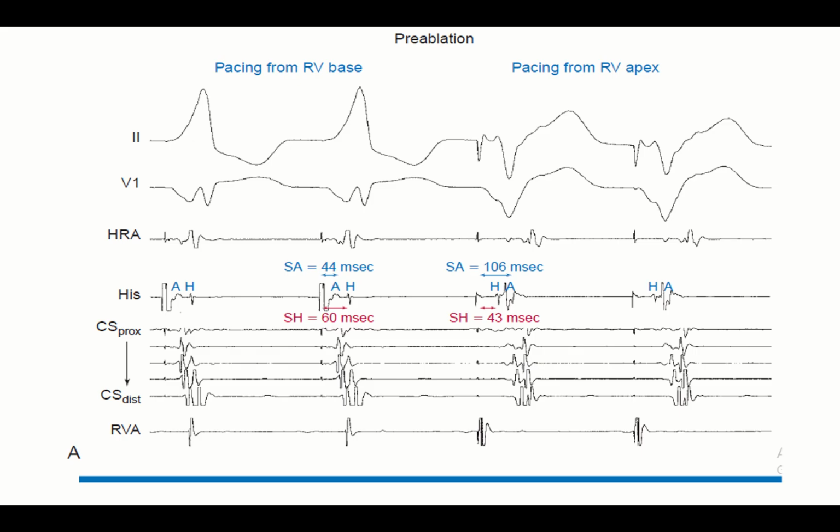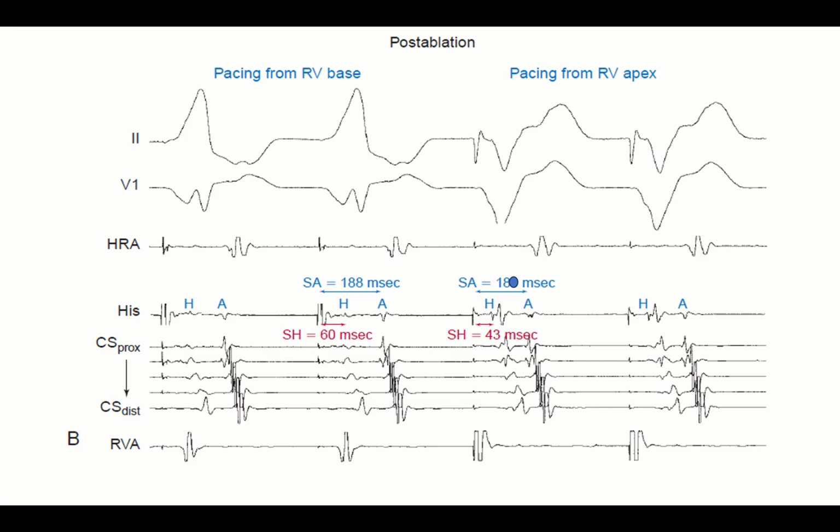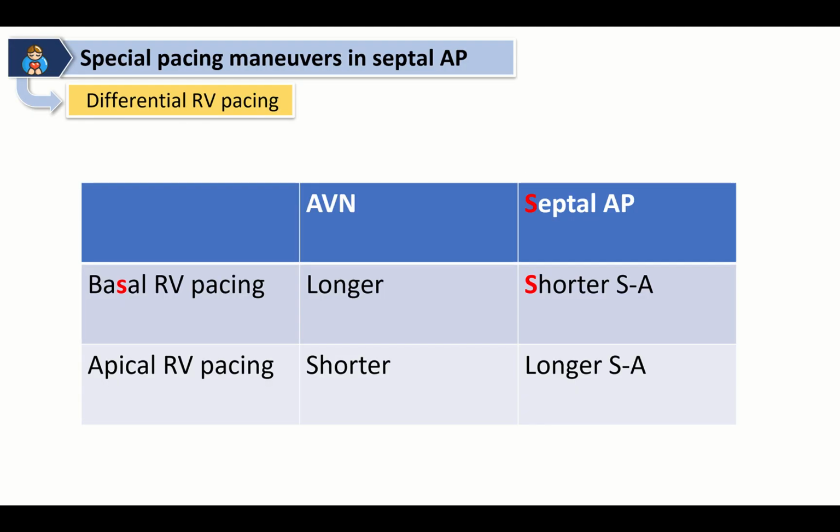We confirm the diagnosis and we did accessory pathway ablation, and we repeat the same maneuver to confirm whether the accessory pathway ablation is successful or not. So post ablation we start apical pacing, stem to A 180 milliseconds, which prolonged so much to 188 milliseconds when we pace from the base of the heart. What does it mean? It became nodal conduction, no evidence of accessory pathway conduction, successful accessory pathway ablation.